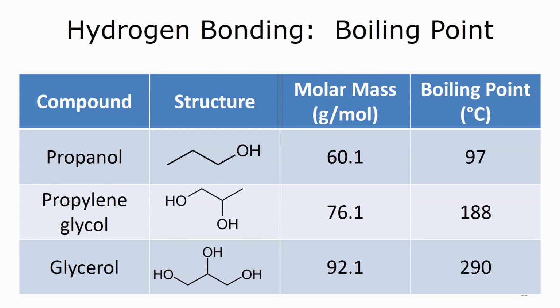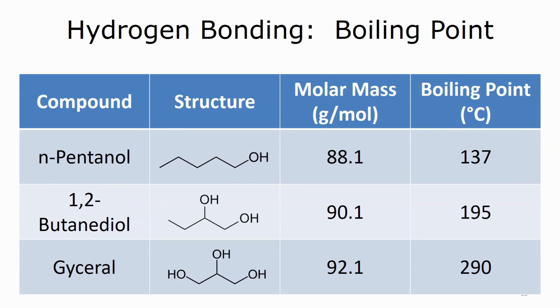We are increasing the molecular weight, but let's take a look at an example where we don't increase the molecular weight that much. Here we have n-pentanol, 1,2-butanediol, and glycerol. In each case, the molecular mass does not increase that much, but we have added another alcohol group that can perform hydrogen bonding. So this additional increase in molecular mass for each one of these molecules cannot possibly explain the dramatic increase in boiling point for each one. This is all due to the increased number of places for hydrogen bonding to occur and increasing the attractive forces.